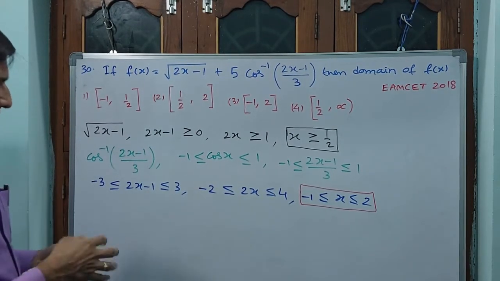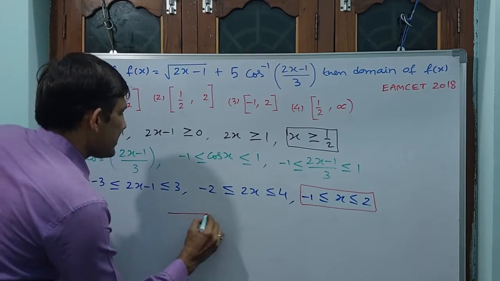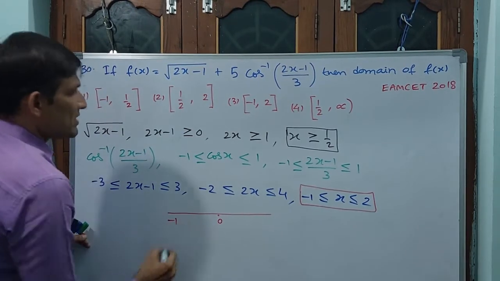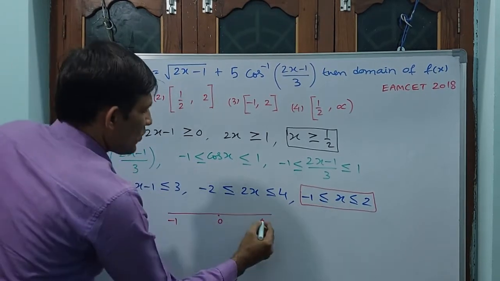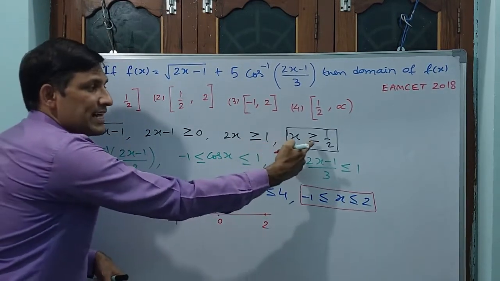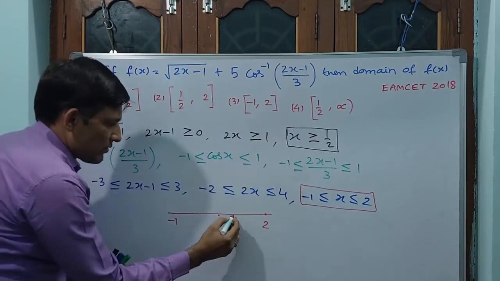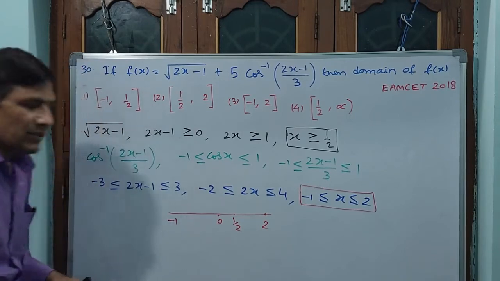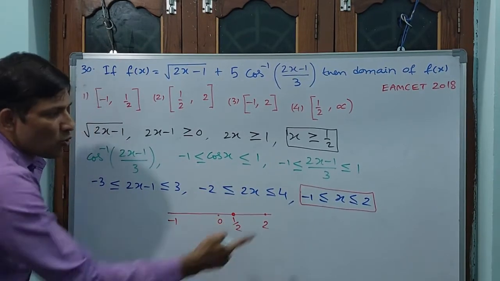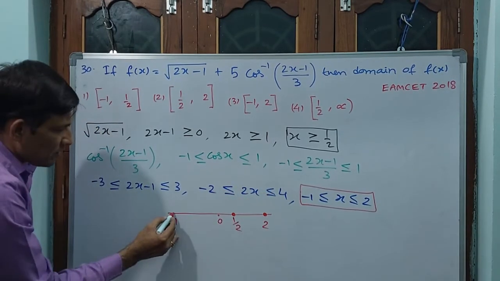Once again I am drawing the real number line. This is 0, minus 1 is here, and 2 is here, because you have to close up to 2 only. Greater than or equal to 1 by 2 means up to infinity we can go. 1 by 2 will be here. 1 by 2 closed, yes, closed bubble. 2 is closed, yes, closed bubble. Minus 1 is closed, yes, closed bubble.